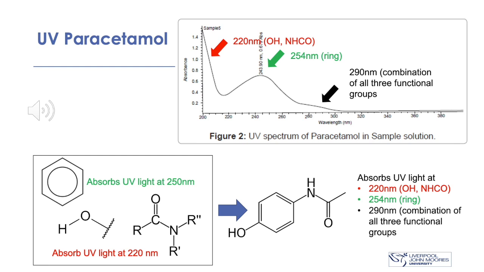When you put all this together into paracetamol, you can see that the resulting UV spectra shows the maximum at 220 of the hydroxyl and amide, the maximum at 250 or so of the benzene ring, but also a small maximum at around 290 nanometers, which is the combination of all these functional groups.